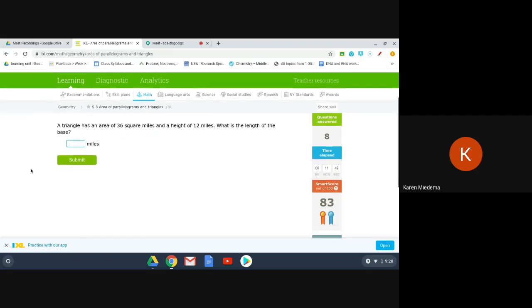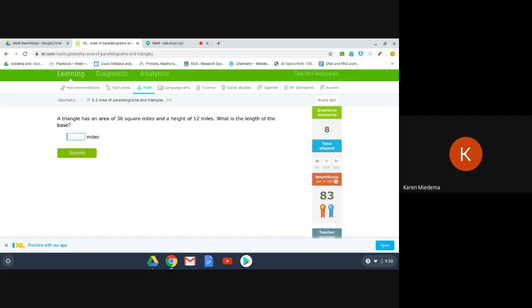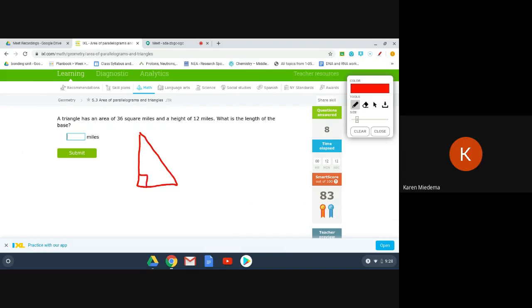Okay, we have problems similar to this where they tell you the area, but now they don't give you a picture. Once again, it's going to benefit you to draw a picture. A triangle has an area of 36 square miles and a height of 12 miles. What is the length of the base? Draw a picture of a triangle. The height is 12, and it says, what is the length of the base? Well, that's what we don't know. I could call it x. But I do know that the entire area is 36.